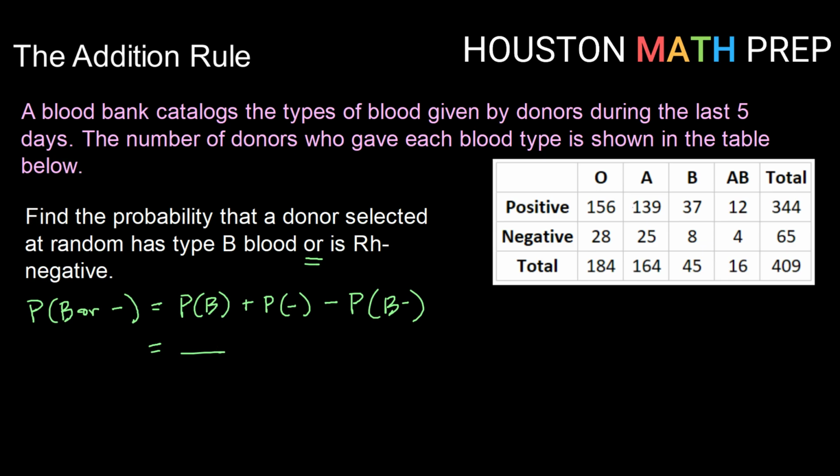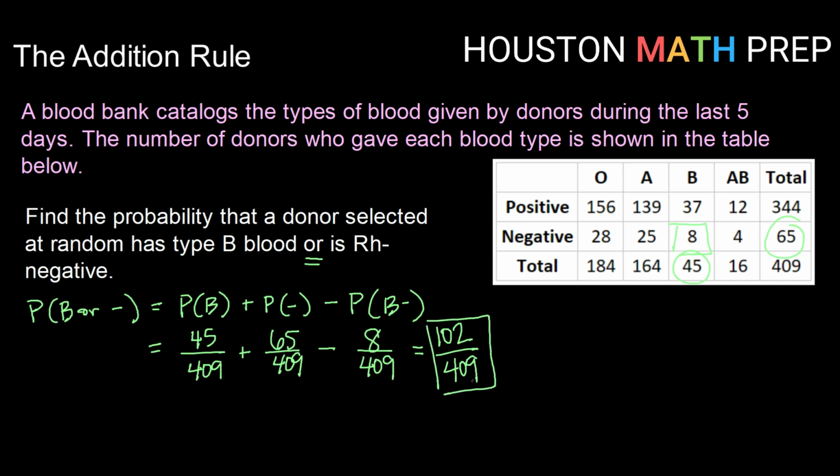So our probability of B type blood will be the number of B donors, 45, out of our total number of donors, 409, plus the number of Rh negative donors, which was 65, out of our total number of donors, 409. Minus the number of B negative donors, which was 8. So 8 out of 409. So doing 45 plus 65 gives us 110. Minus 8, we get 102 out of 409 as our probability for having B type blood or being Rh negative.